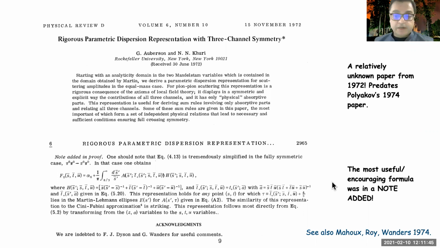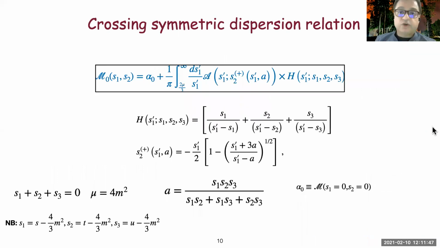Let me first tell you what the formula for the crossing symmetric dispersion relation is, then carry out some checks, and then I will show you how it is derived. So you have a fully crossing symmetric amplitude. This could be an amplitude in quantum field theory. We will get to the Mellin case later, but this is just a quantum field theory amplitude. Let's focus on identical scalars, so that there is full three-channel symmetry.